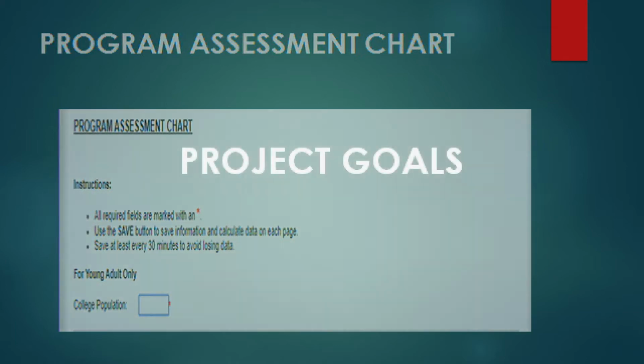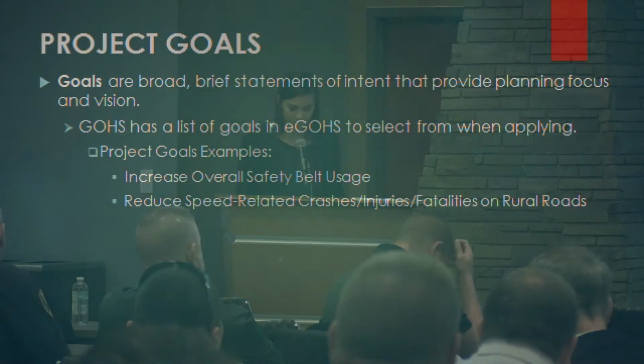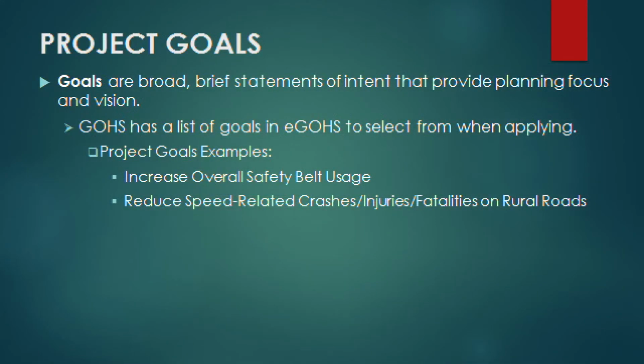So now we're going to talk about our project goals. And our goals, objectives, activities, and evaluations, they're the building block of our grant application. So we're going to build on each other to have a strong application so we can really show GOHS what we want to do in our community. So for our goals, these are our broad statements or our vision and what we want our long-term intended outcomes to be. So for example, decreasing speed crashes in our community or increasing our seatbelt use.